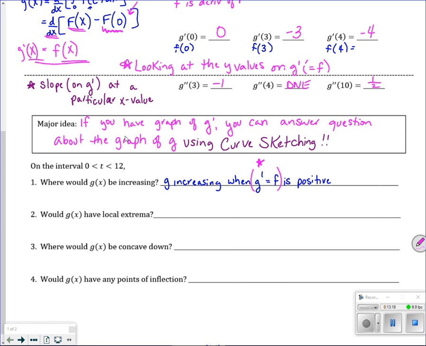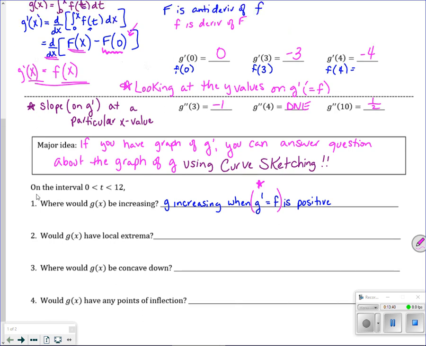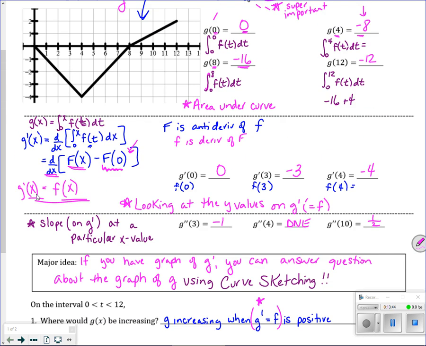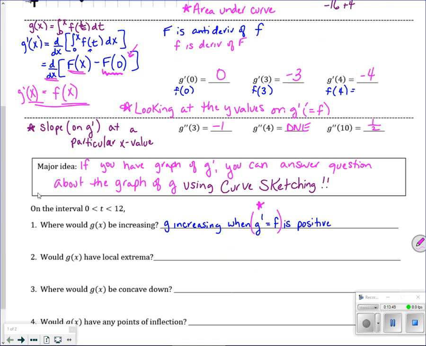Now, you don't have to write it every time. Once you have established that, so the first time I talk about G prime, I say, hey, G prime is F. From there down, I can just talk about G prime. But man, that first time, I have to put that G prime is equal to F. Now, I haven't even answered the question yet. So let me go back. Can't forget to do that. Where is G prime positive? Where on that graph do I have positive values? Well, right here. So 8 to 12.